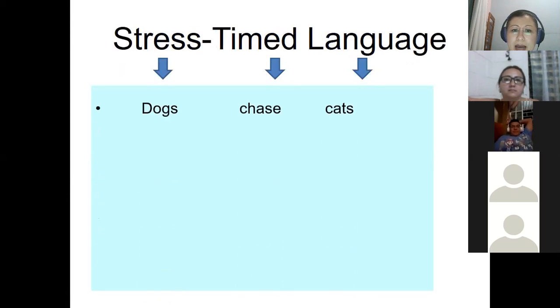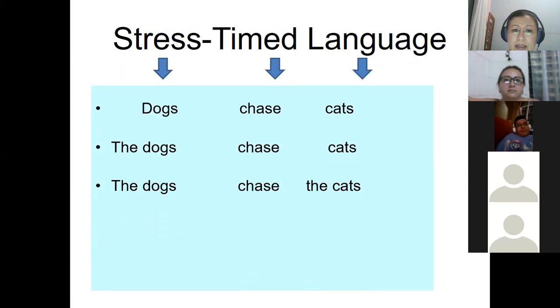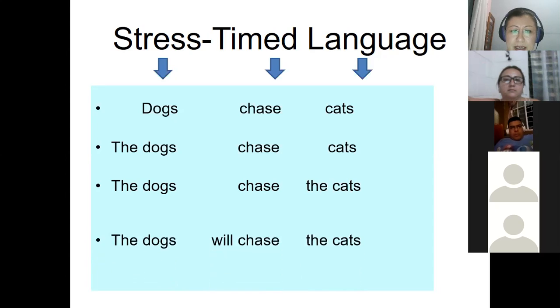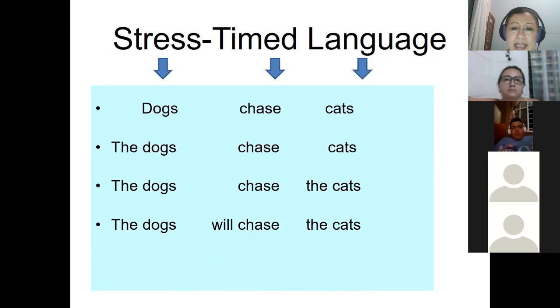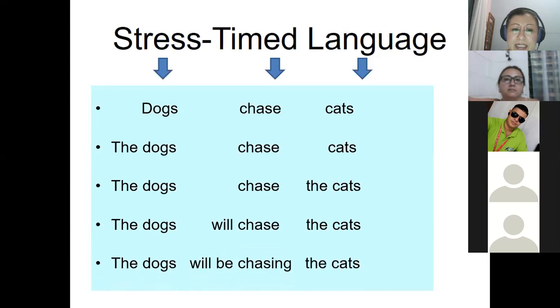So here I have some examples. Okay, dogs chase cats. The dogs chase cats. The dogs chase the cats. The dogs will chase the cats. The dogs will be chasing the cats. So you see, it's different, right? We have many different sentences and different intonations.